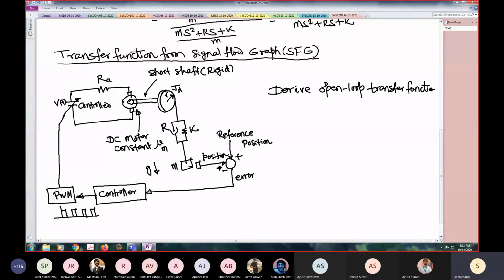Note that here it is a position. Let's say I add another sensor here. Let's say there is a laser tachometer, which measures angular velocity. So there are two sensors. There is a control source, and this is our system.